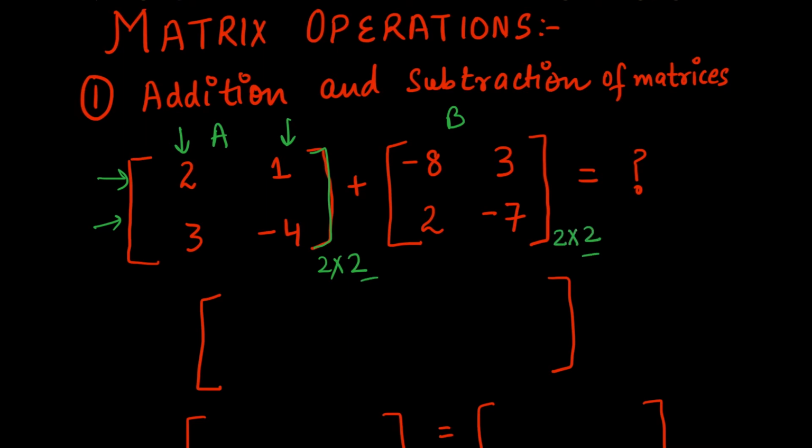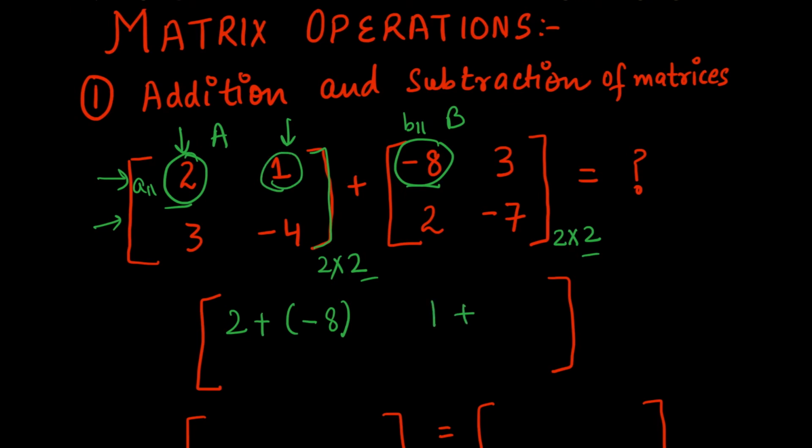Now since the orders are the same, you can add. In order to add, each element will be added to the corresponding element in the B matrix. For example, this is the A11 element and this is the B11 element. So these two will be added. This becomes 2 added to minus 8. Corresponding to A12, it will be 1 plus 3. Then for second row and first column, it will be 3 plus 2, and similarly this will be minus 4 plus minus 7.